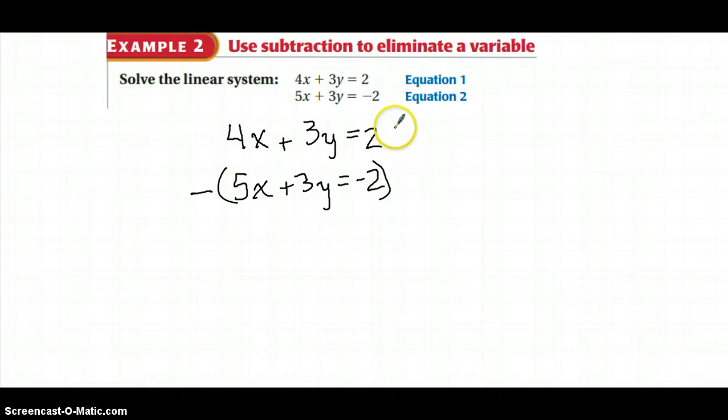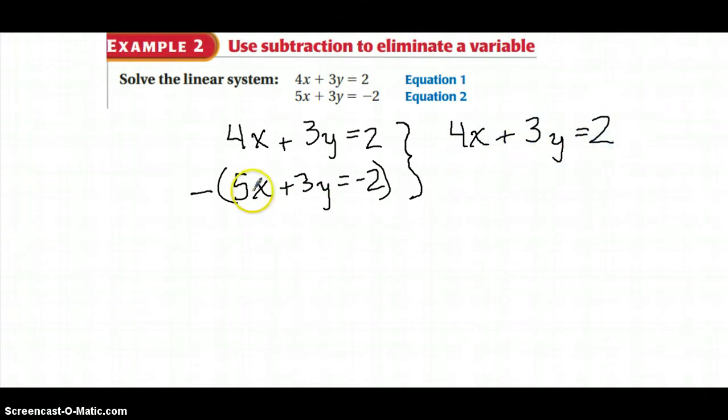So if I'm going to move that over here now, I still have my 4x, got my plus 3y equals 2. But if I'm subtracting the second equation, that's going to change to minus 5x minus 3y. And where this was a negative 2, now because we're taking the negative of a negative, that makes it positive. So now we can just go ahead and combine these like terms. So in this case, we see we've got our 4x and negative 5x.